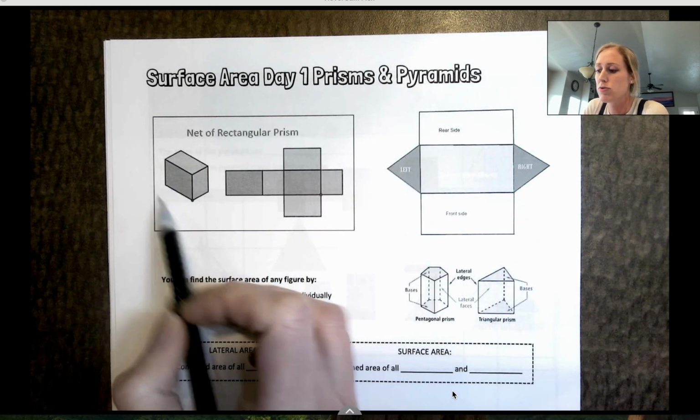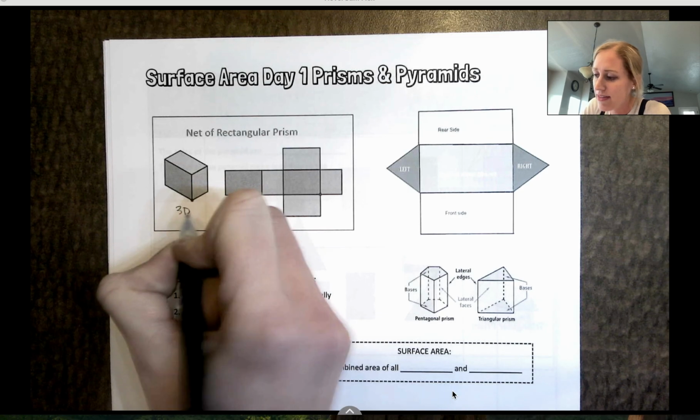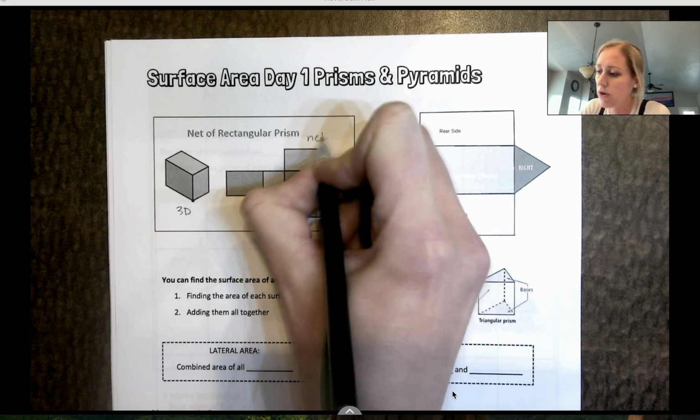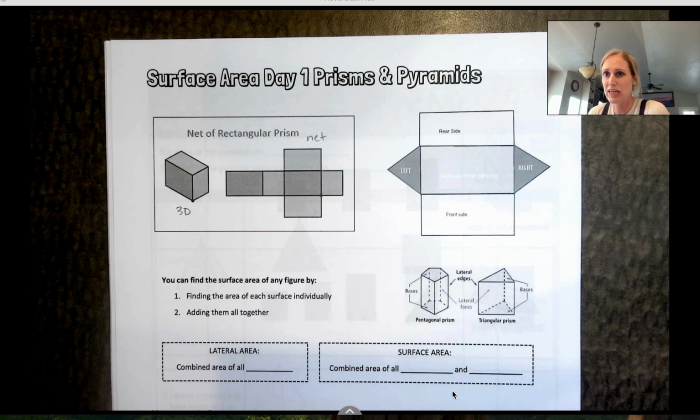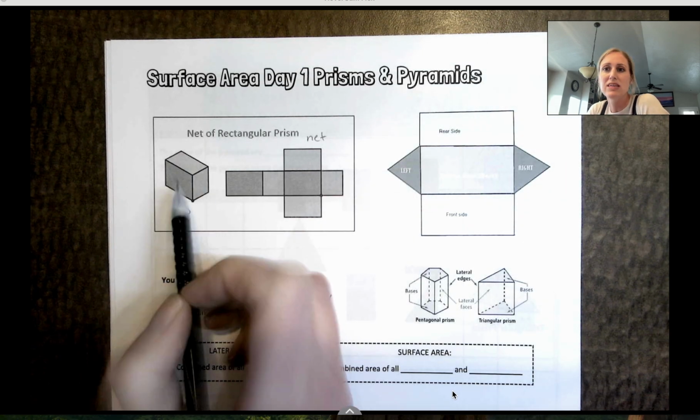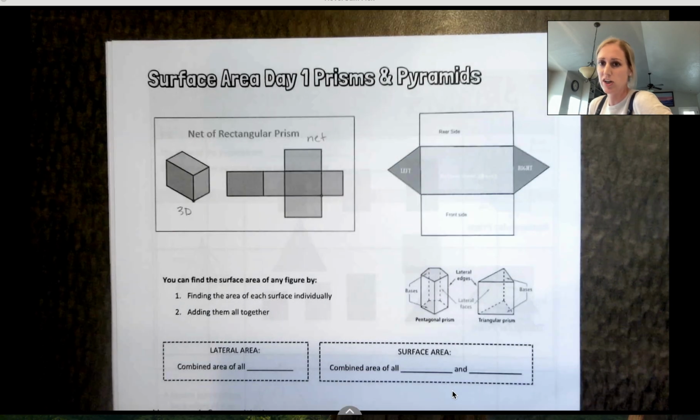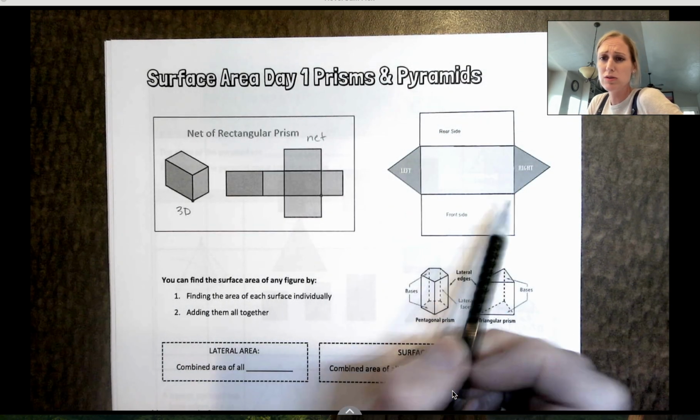So this would be the 3D, and then this would be the net. That's what we call that. So the net, you can think of it like I unfolded it into these two-dimensional faces, and I could fold it back up to be this three-dimensional figure. We can do this with a variety of shapes.